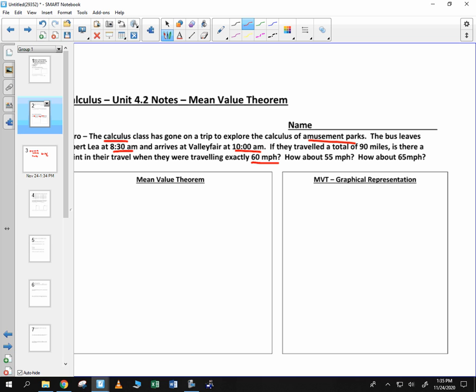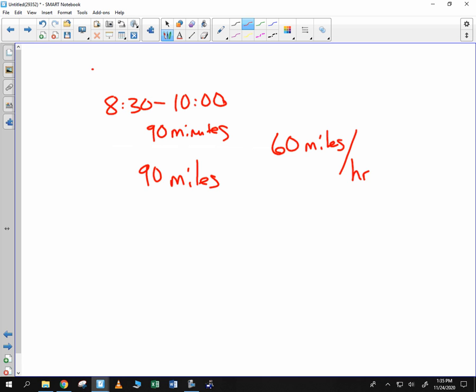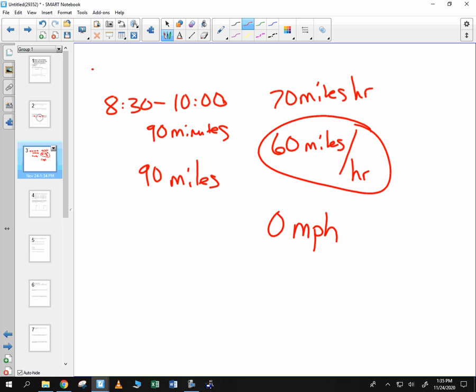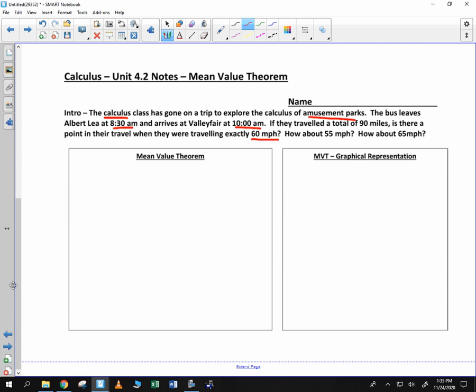Let's admit it. As we're on our way up to Valley Fair, the fact is that there's going to be a lot of times that we're going 70 miles per hour. And there's going to be times where we're starting and stopping. And so, we're going to start down at 0 miles per hour, I'm sure, as well. But does there have to be a time where we're going exactly 60? Yes, there does.